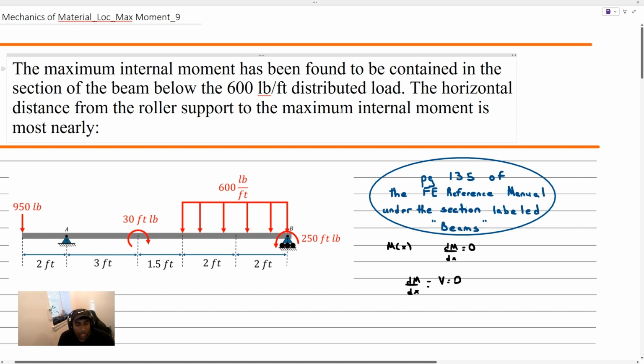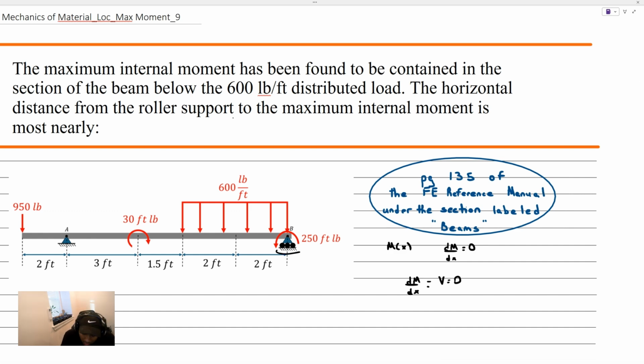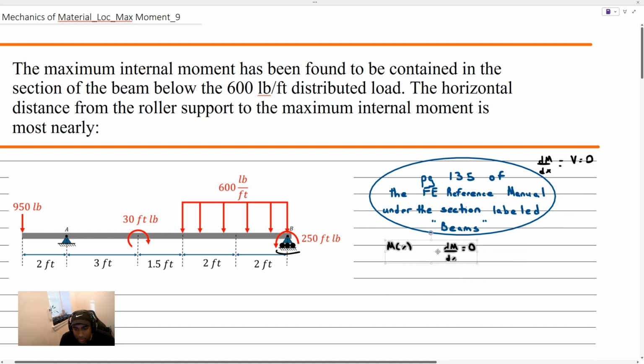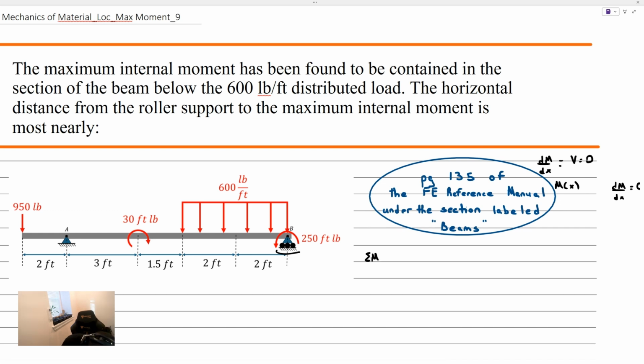First thing we're going to need to do is, in that section under the distributed load, there is a roller support. We're going to need that reaction if we want to do the shear diagram of that section under the distributed load. Easiest way to find that reaction is we're just going to take a moment at point A. So let's go ahead and do that. If we sum the moments at point A and set it equal to 0, I'm going to write down the equation for you guys step by step and then fast forward through all the calculations. Let's say counterclockwise is positive here.